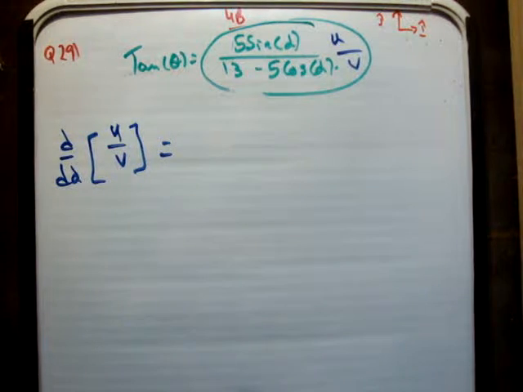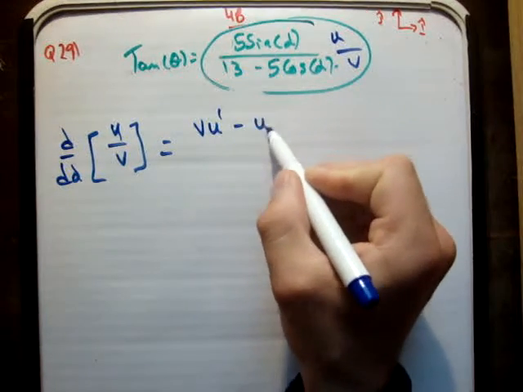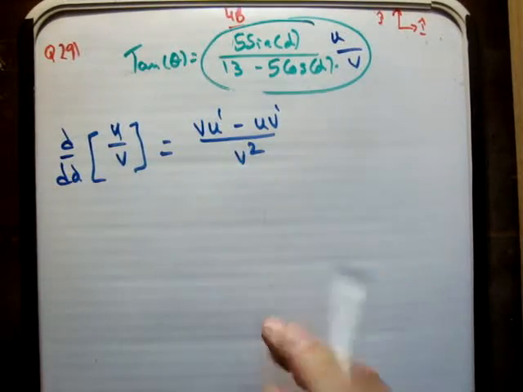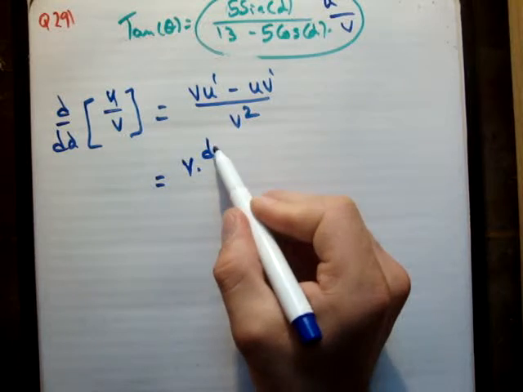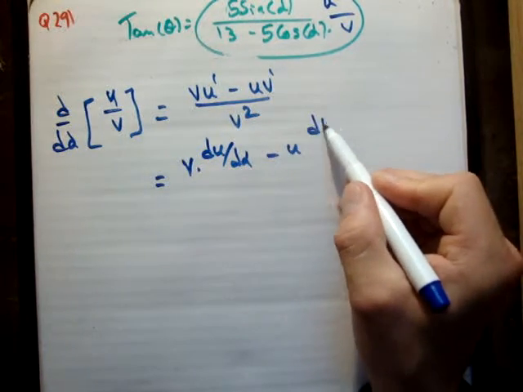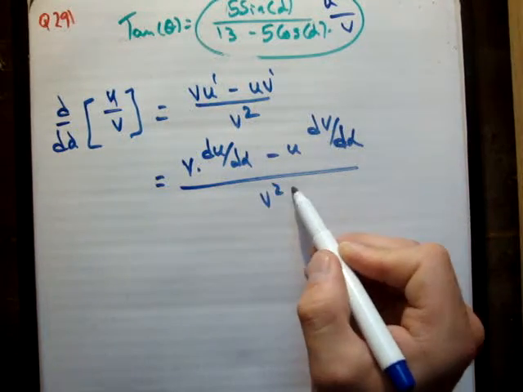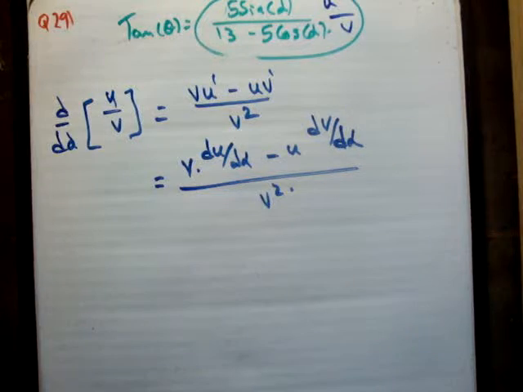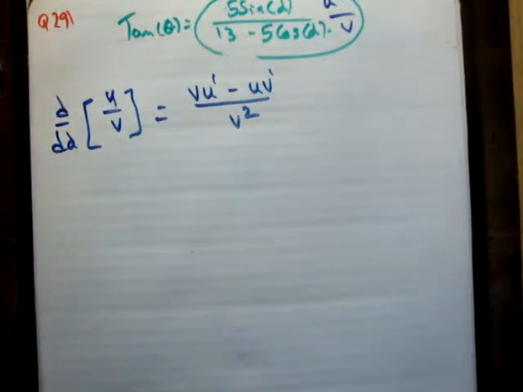Alright, so look, it's just a rule you follow. It's called the quotient rule, and it's v u prime minus u v prime over v squared. Or if you want, you could write it as follows: v times du/d alpha minus u dv/d alpha, over v squared. They mean the same thing. So let's go ahead and do this. I'll leave that line there just for your reference.